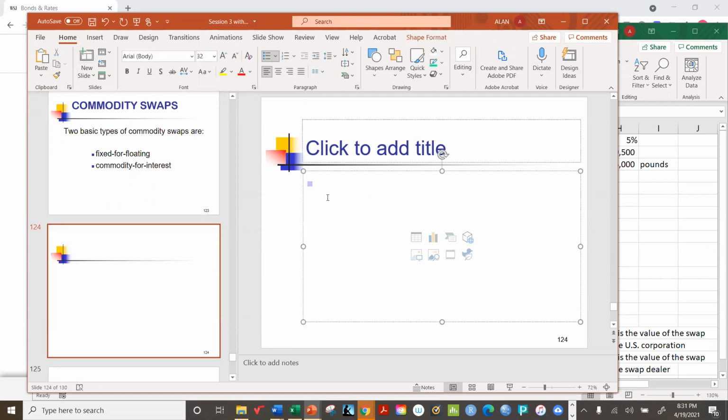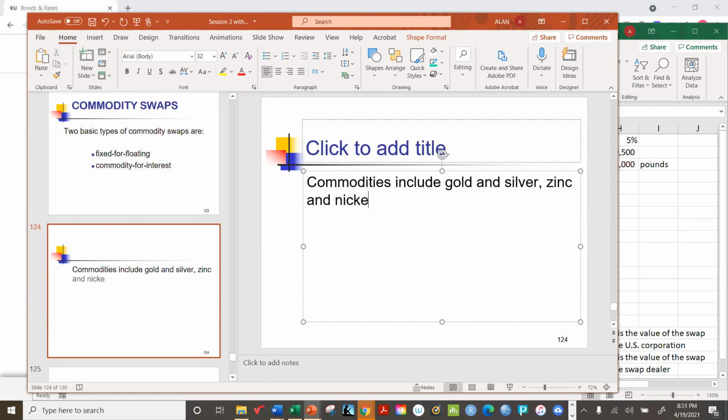Commodities include all kinds of metals like gold and silver. You could have industrial metals like zinc and nickel. You could have agricultural commodities like coffee, sugar, wheat, that kind of thing. It can include oil, crude oil, for example. And so basically what they all have in common is that these are standardized products that are not directly consumed typically by consumers, but they normally are inputs into the production process.